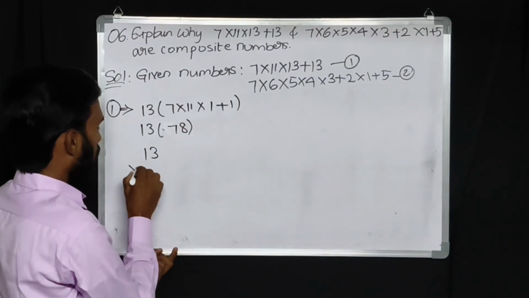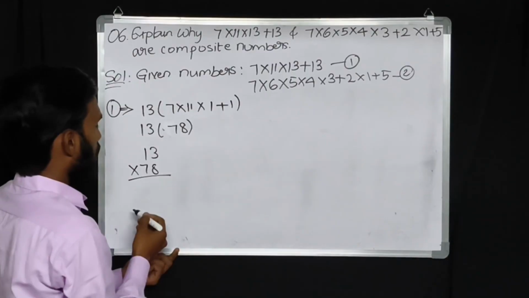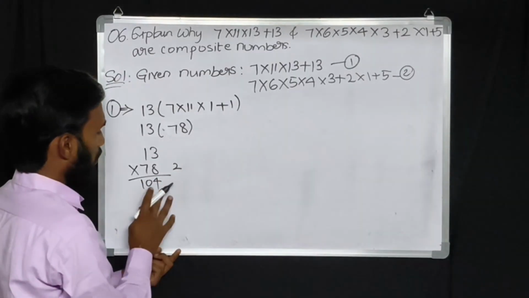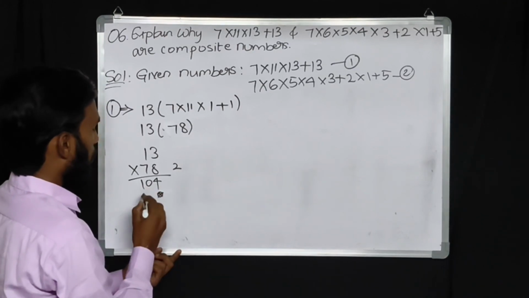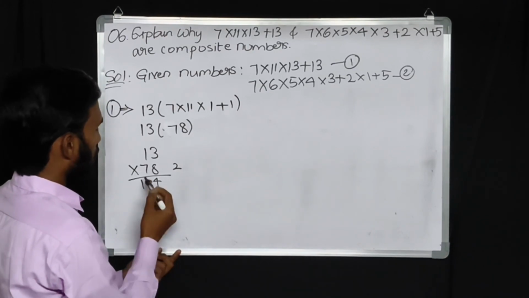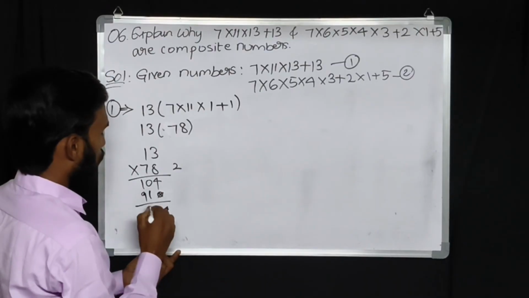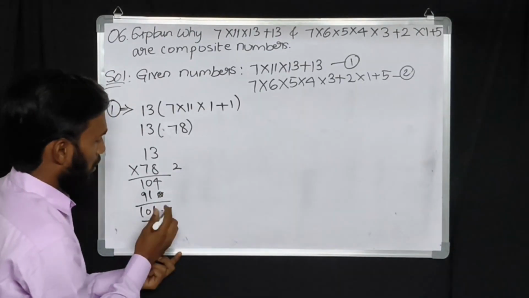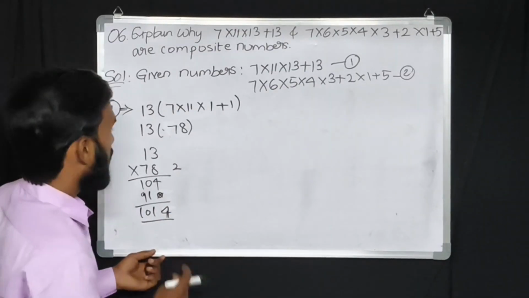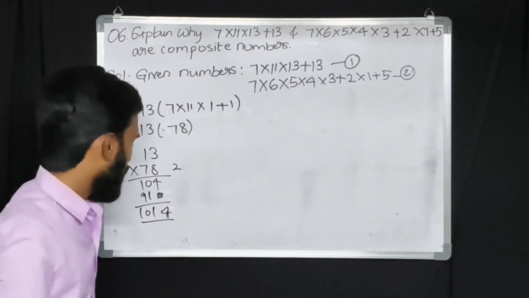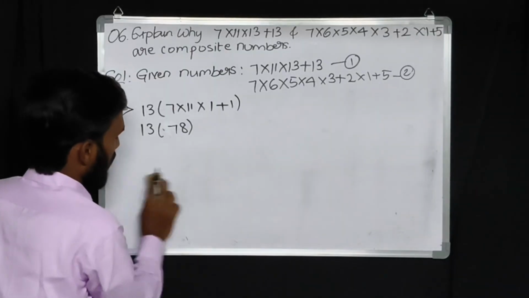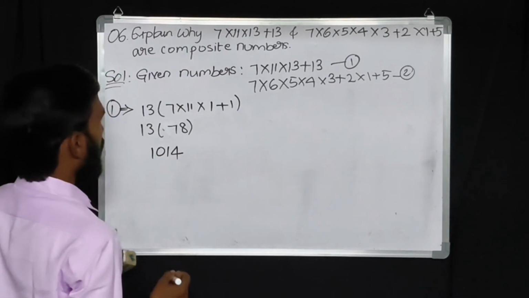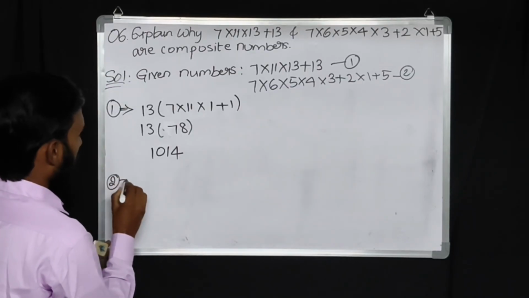So what is the multiplication? 8 3s are 24, 8 1s are 8, 8 plus 2, 10. Next, 7 3s are 21, 7 1s are 7, 9, 4 1 10 14, 10. The answer of 13 into 78 is 1014.